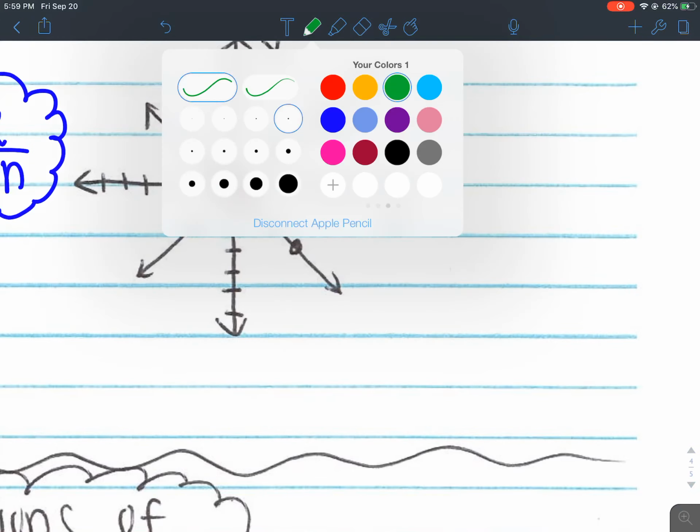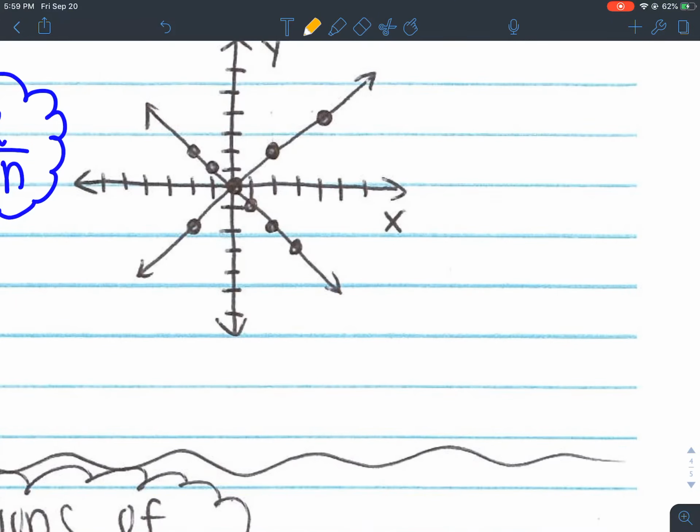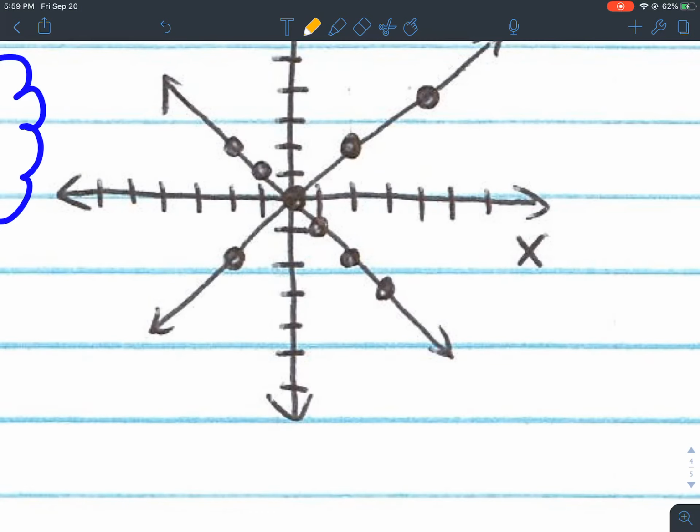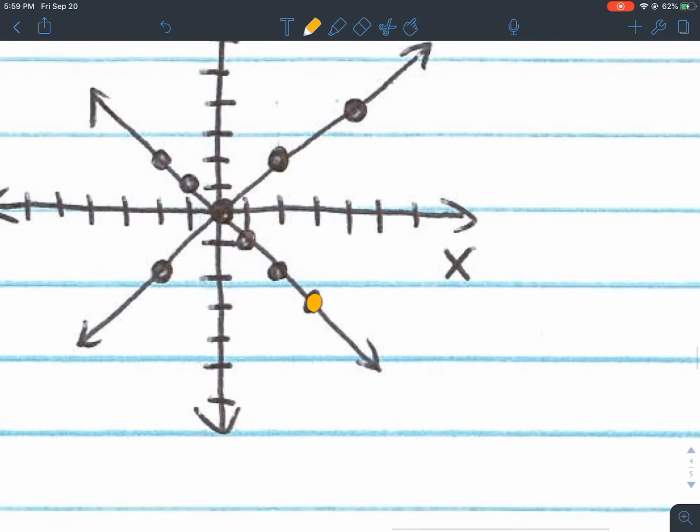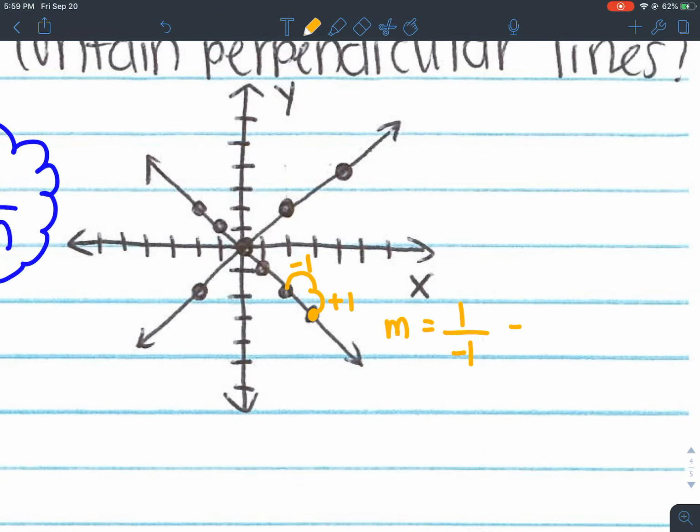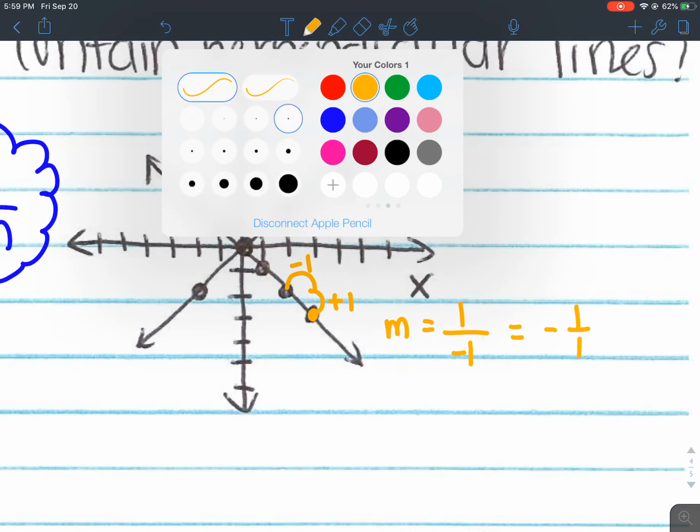All right. I'm going to go ahead and do one of my lines in orange. I'm going to do this one in orange. So I'm going to start with, let's do this point down here. Okay, so I'm going to do my rise over run. My rise is going to be plus 1. My run is going to be negative 1 because I'm going to the left. So my slope here is 1 over negative 1. Or just negative 1 over 1, right? Because it's the same thing.